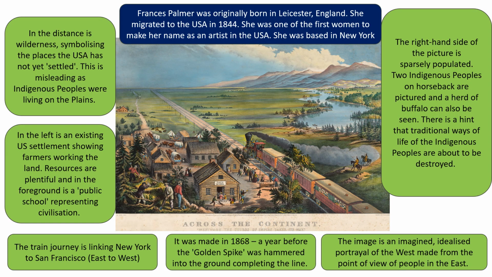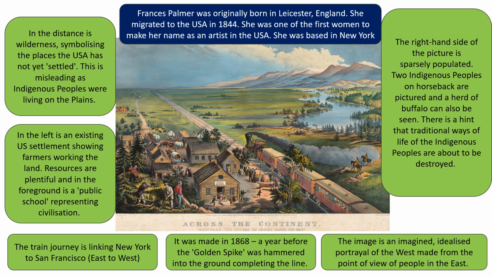Okay, so this painting, which is called Across the Continent, was from Frances Palmer, and she was originally born in Leicester in England, and she migrated to the USA in 1844, and she was one of the first women to make her name as an artist in the USA. And she was based in New York, and this painting very much presents an eastern viewpoint of the West.